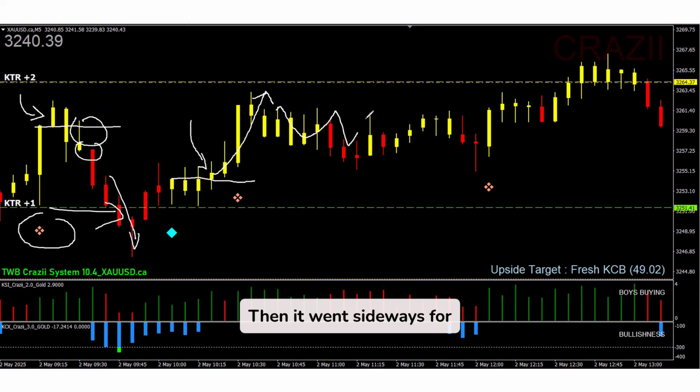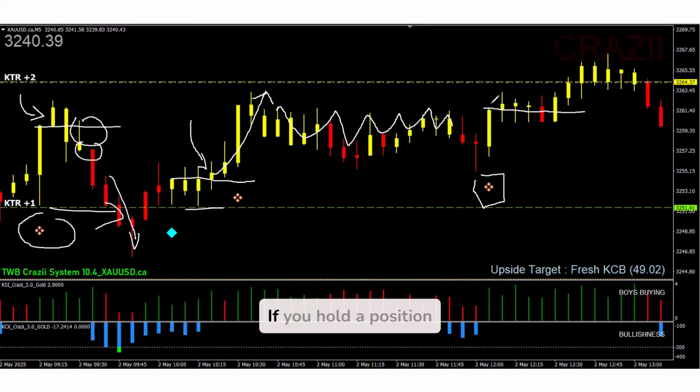Then it went sideways for quite a while. It didn't hit the stop loss at all. And then a new 4 diamond appear, and then you draw the line across it. Same thing again. If you hold a position buy, this way you take your profit, okay, for the buy side itself.